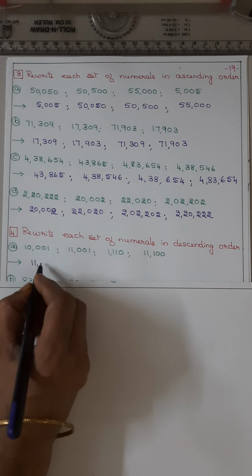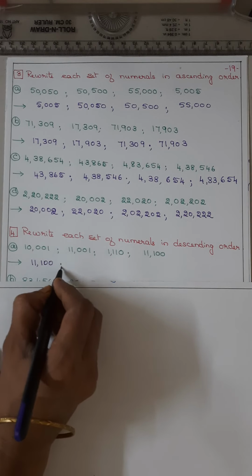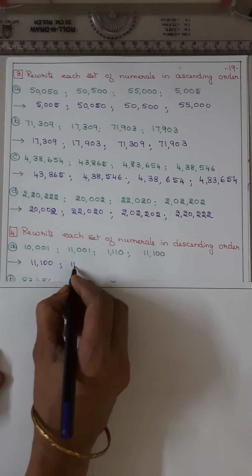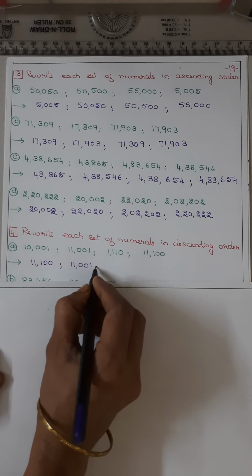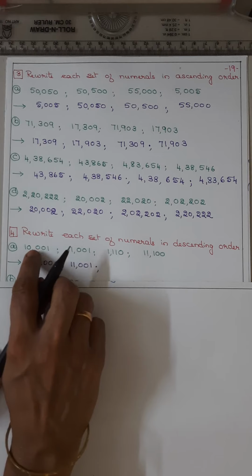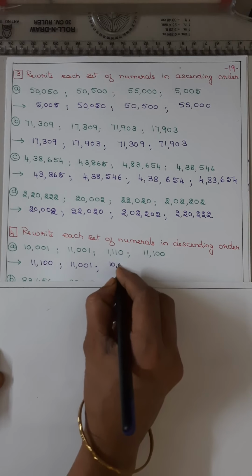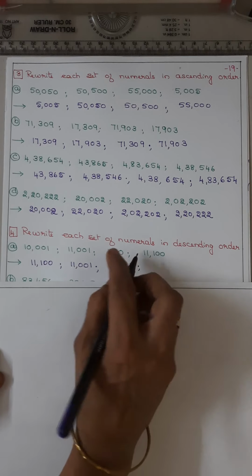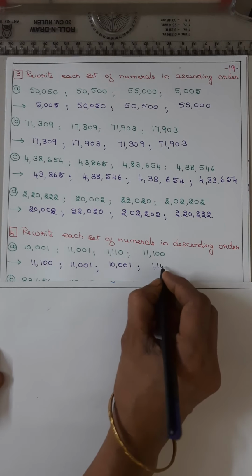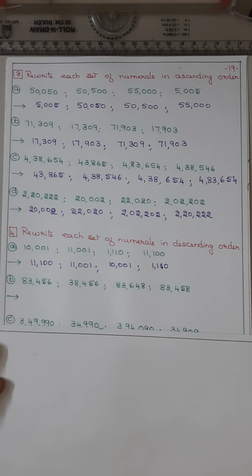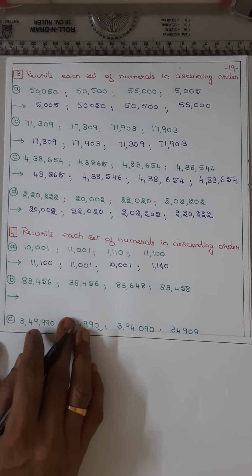So 11,100. Then it is 11,001. And then comes 10,001. And last is 1,110. Okay. Now coming to question number B.